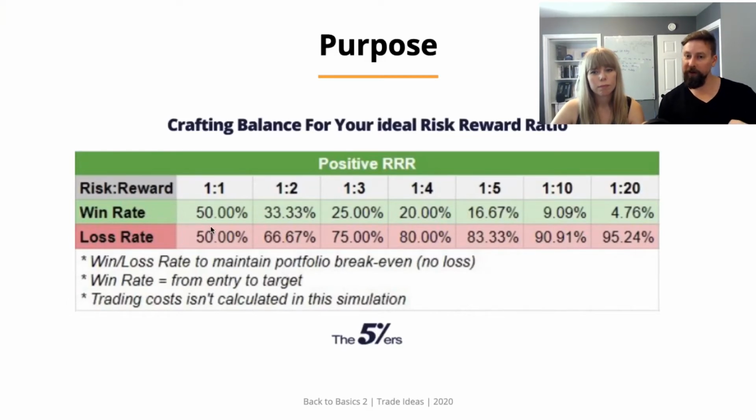And if you flip these, right, if you are right 66% of the time, just to break even, you're losing $200 for every 100 you're making, right? If you go to the other side, you have to be right 95% of the time in order to make money with a 1-to-20 risk reward.